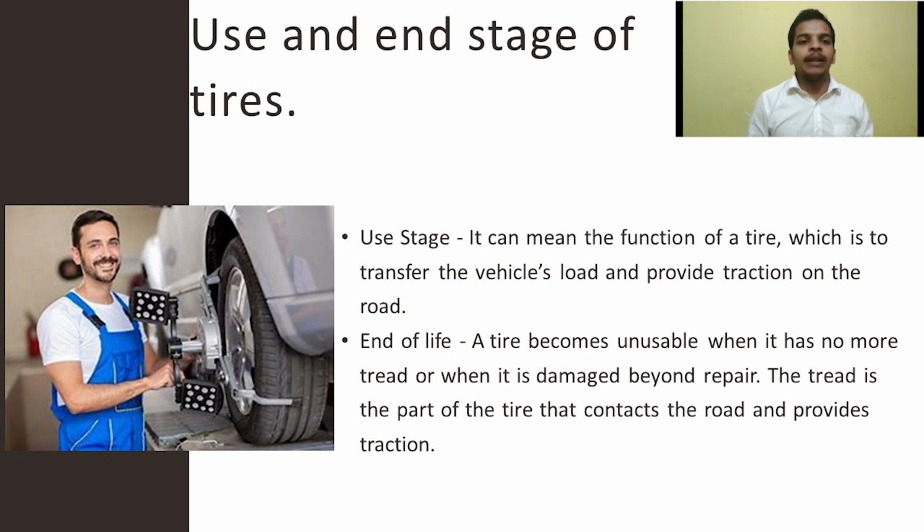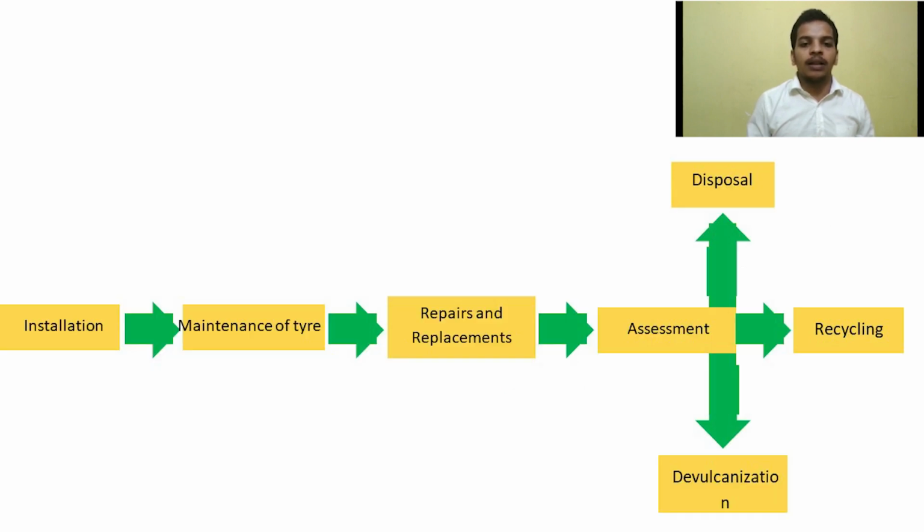I would like to talk more about the use and end-of-life stage, and the input and output of tire production. The use stage refers to the function of the tire, which is to transfer the vehicle load. At the end of life, the tire becomes unusable when it has no more tread, or when it is damaged beyond repair. The tread is the part of the tire that contacts the road.